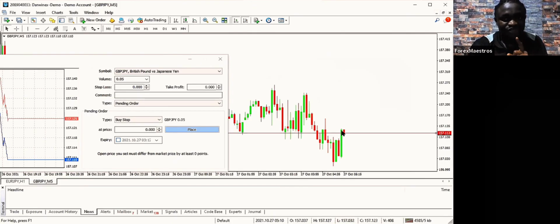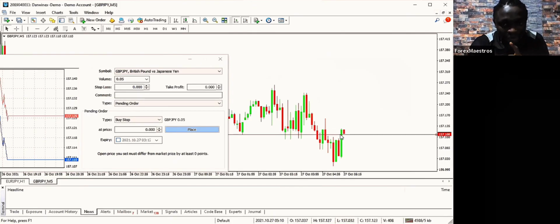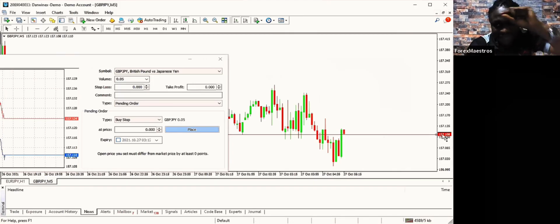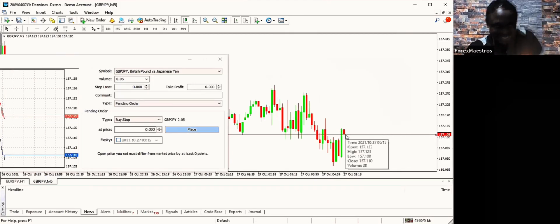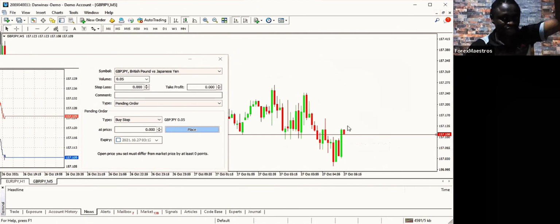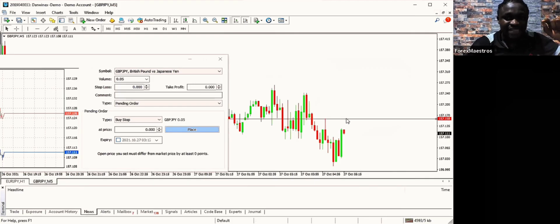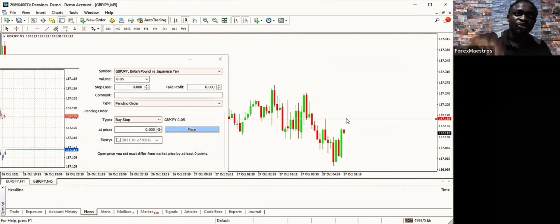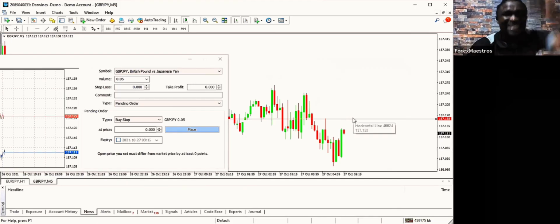But you are saying as price is going up, if price comes down a bit, let it take me inside the trade and then continue to go up. But in a buy stop, you're saying, yes, I know price is going up, okay? But I don't want to enter the market now. When price gets to this level, let it take me in.